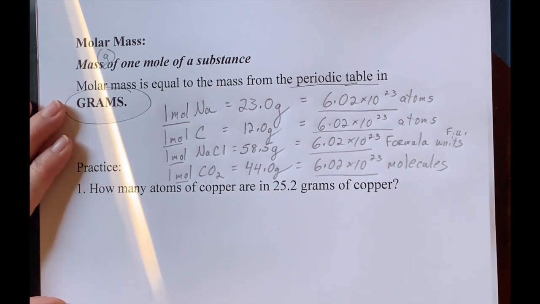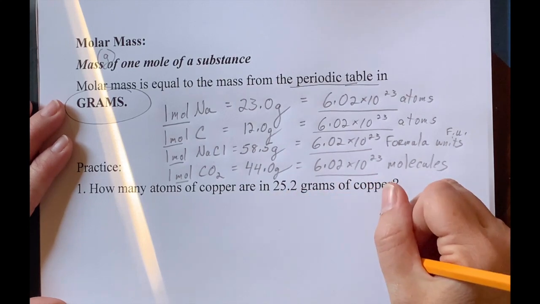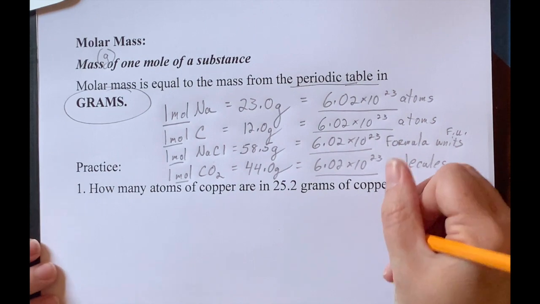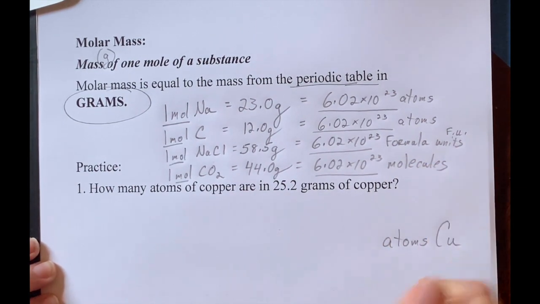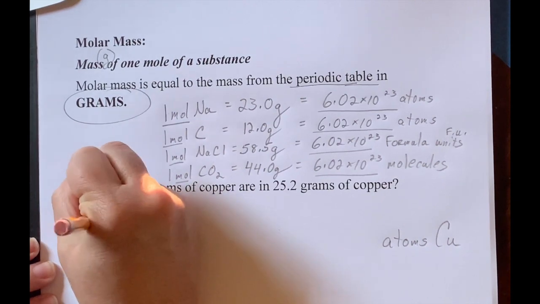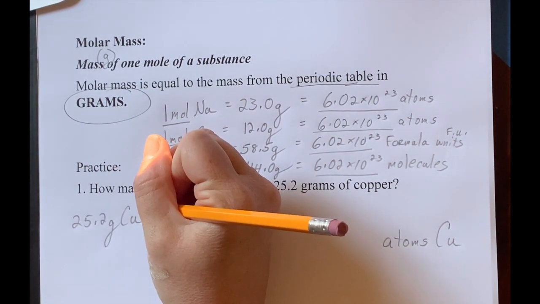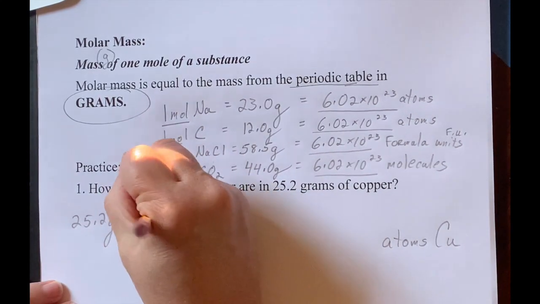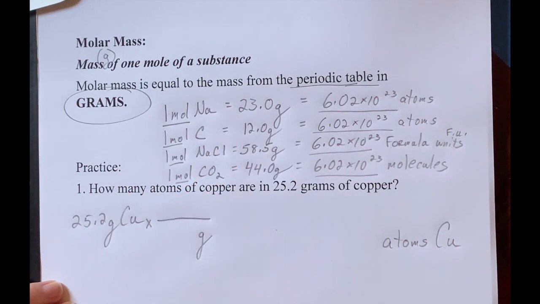How many atoms of copper are in 25.2 grams of copper? So what am I looking for? I am looking for atoms of copper. I am starting with 25.2 grams of copper. All right, I'm going to use factor label to come up with my answer. So I don't want grams anymore. Grams are going to go on the bottom.